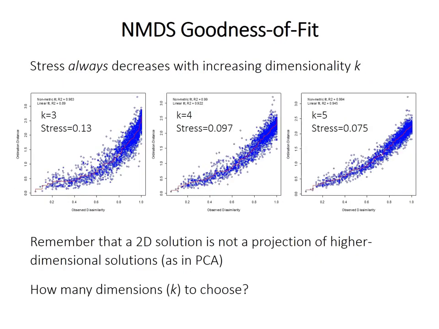So by definition, stress, which is this mismatch between the ordination fit and the real data, must always decrease as you consider more dimensions. Dimensionality is often given the letter K in this context. And this sort of intuitively makes sense. I mean, if your original data has five dimensions, and you do your ordination in five dimensions, you can fit it perfectly. You can get a perfect match because you just are using the exact same space.